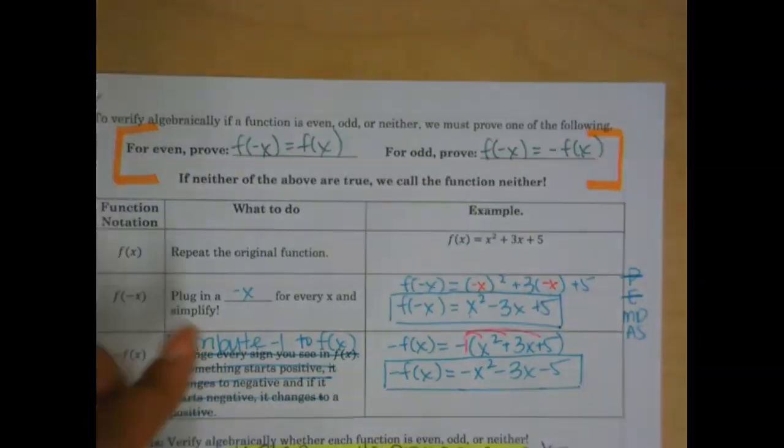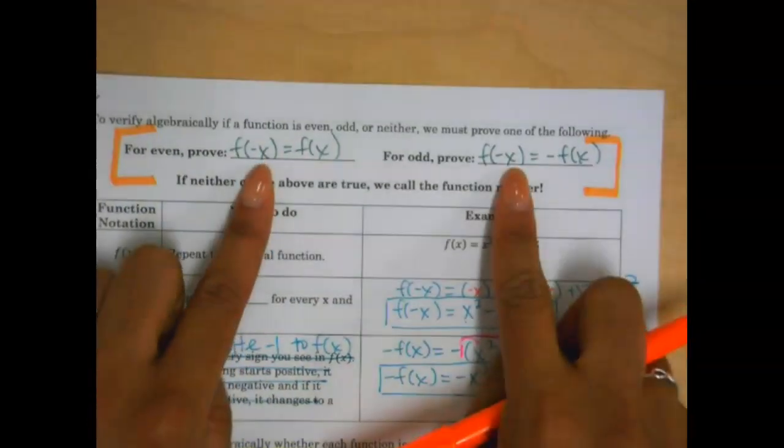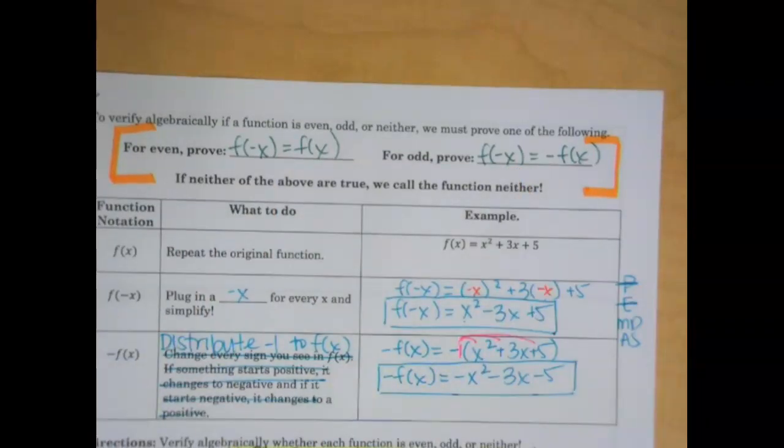So the two things that you're trying to prove, that's what you're going to need to pull from your brain and write down on your tests and quizzes. For even, prove blah, blah, blah. For odd, prove blah, blah, blah. That's what I need you guys to commit to memory.